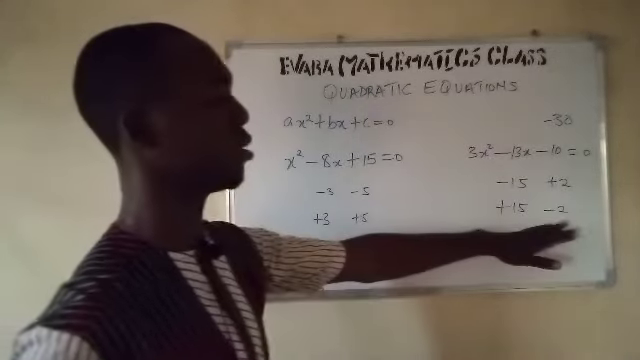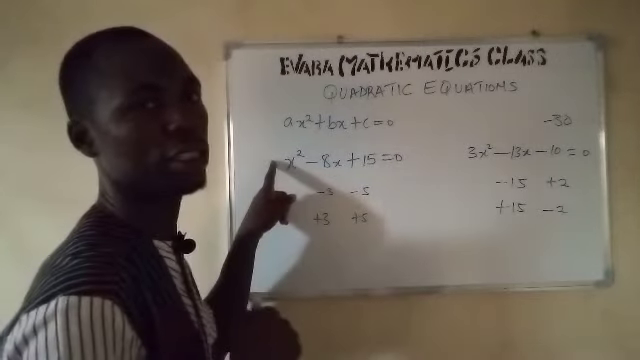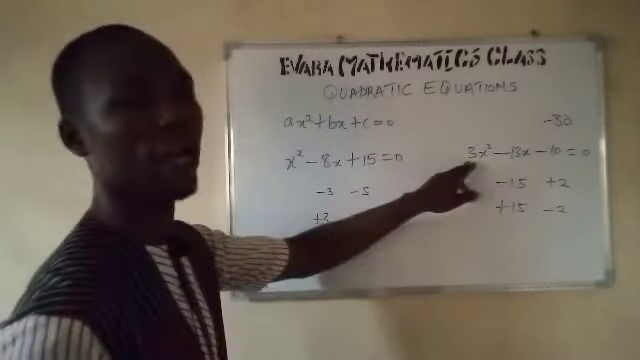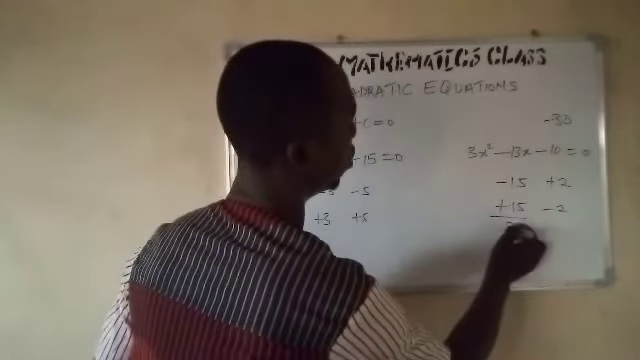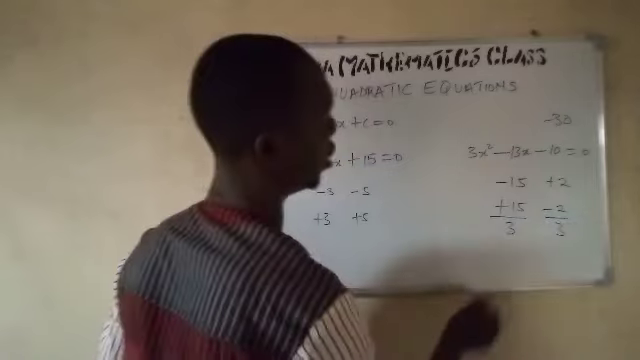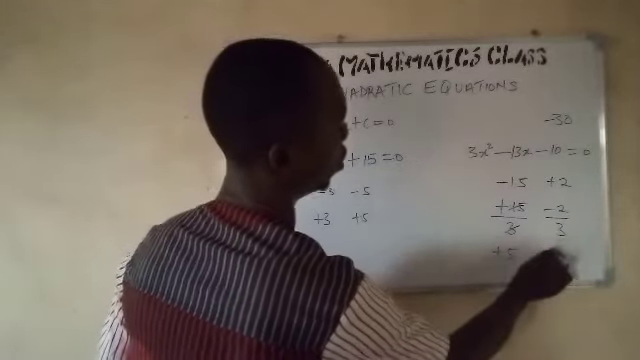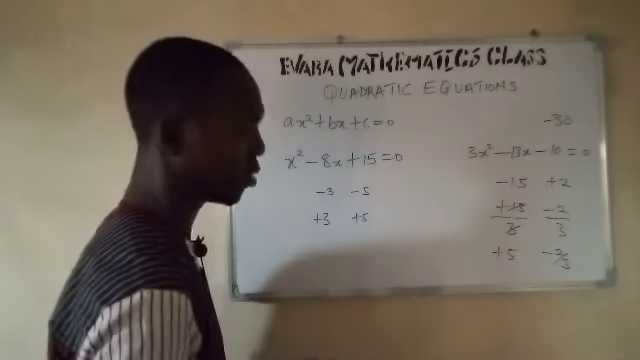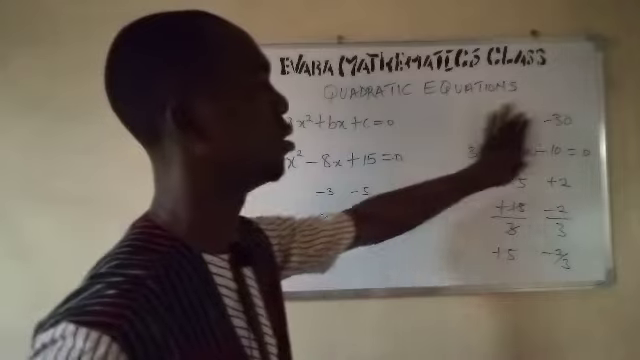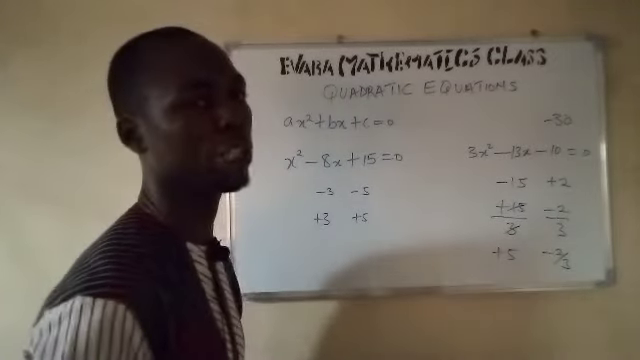Ordinarily, we are supposed to take this as our final answer, but in the previous case, nothing was standing behind the squared letter. But here we have 3. So what we are going to do last is to divide both of them by 3. If you divide 15 by 3, you have 5. We can see that 3 cannot divide 2, so we leave it like that. So that means the solution of this equation is plus 5 and minus 2 over 3.